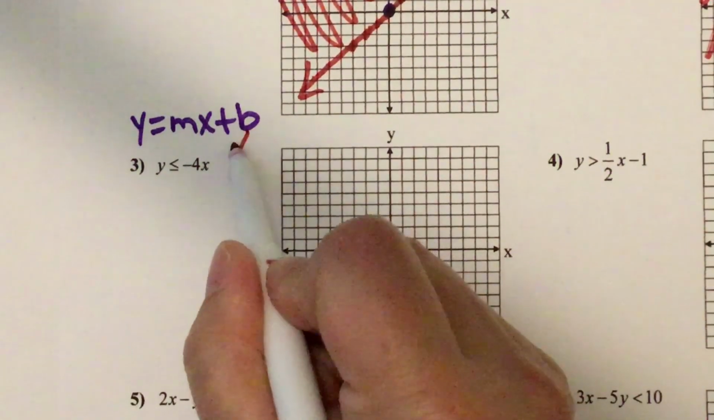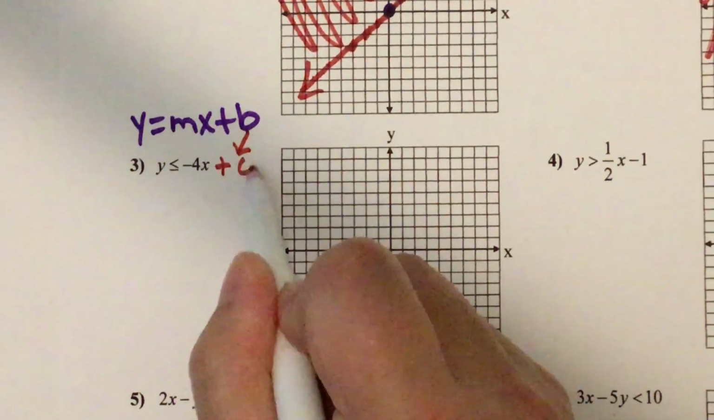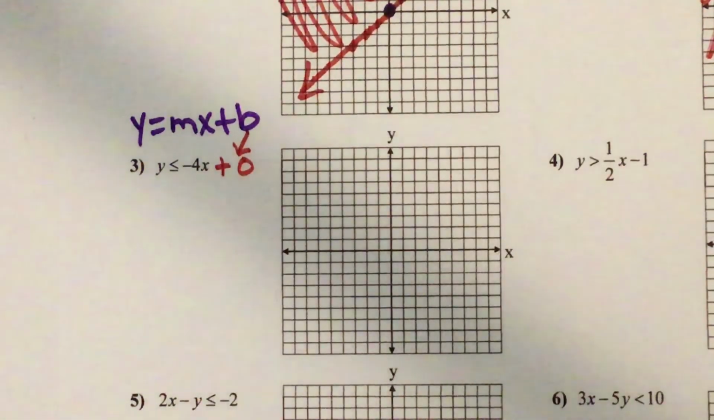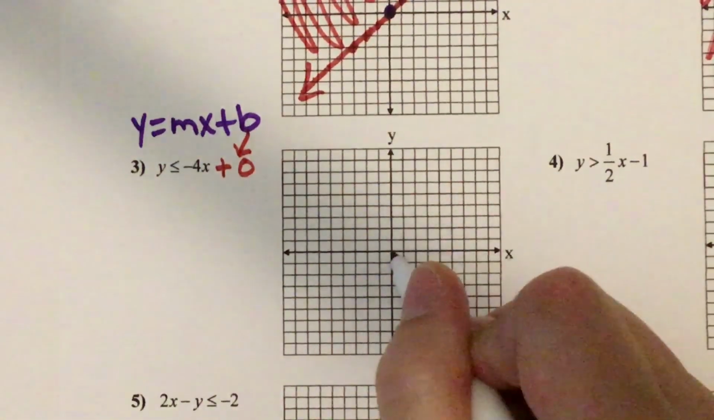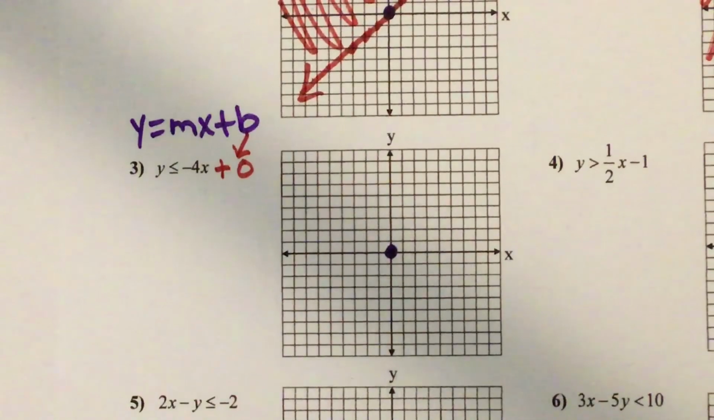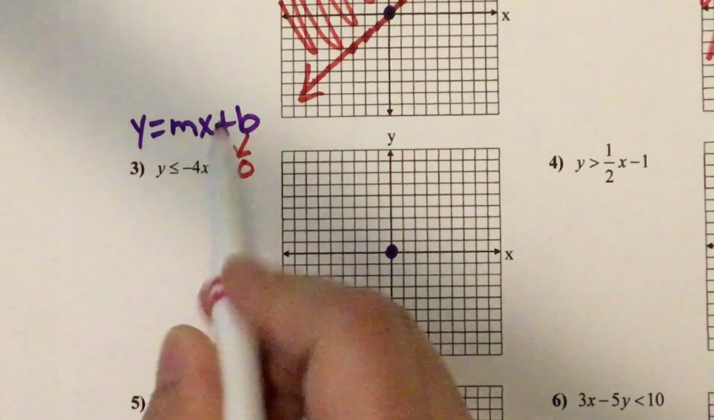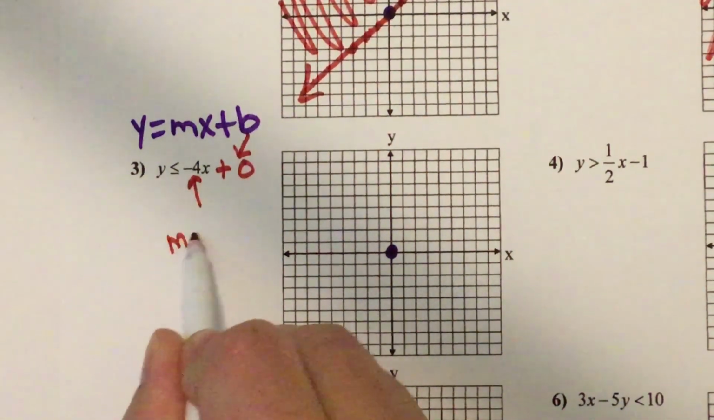Since you don't see a number behind the x, then b is understood to be 0. So our y-intercept is 0. So we're going to plot 0 on the y-axis. And then who do you think slope is? Slope's the number smushed with the x, so our slope is -4.